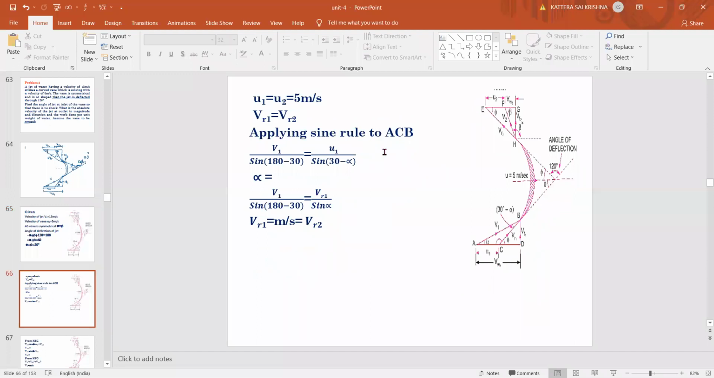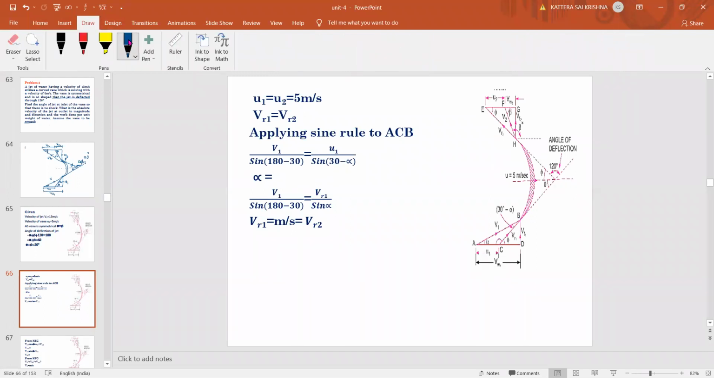So for finding alpha first, I am going to take the sine rule for the triangle A, B, C. I will draw it again a little bit here, like this, A, B and C. Remember, here we have 30 degrees, theta, which you already found out. So what is the inside angle? Can anyone tell what the angle here is? 180 minus 30, yes, which is 150. So I got this right.